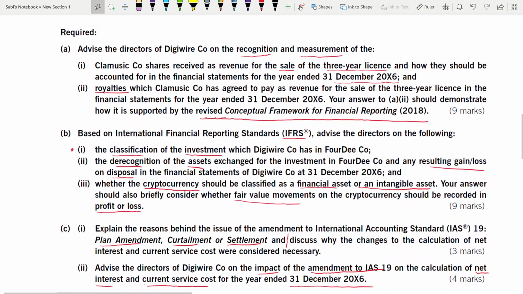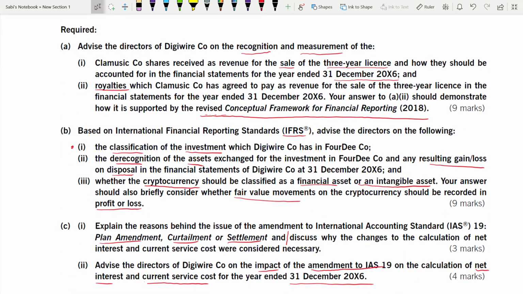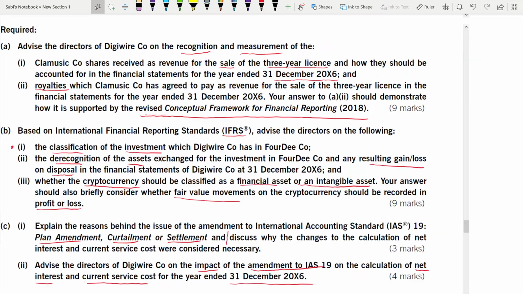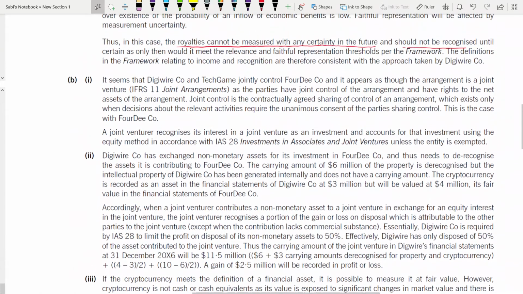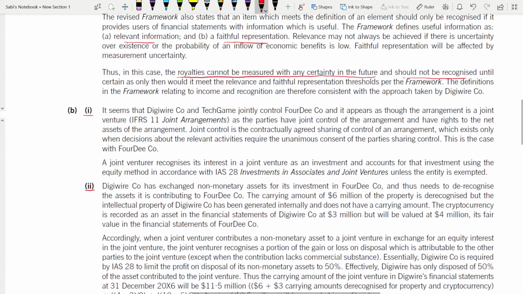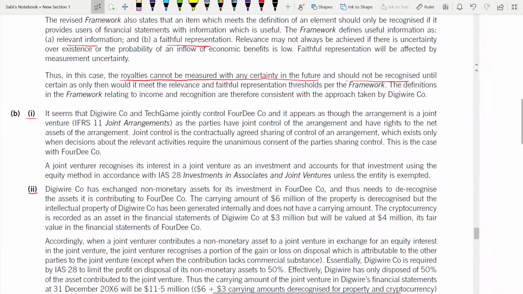So now you have to deal with, first part, classification of investment, second, derecognition of assets and also gain or loss on disposal, and third, we are talking about the cryptocurrency. One by one we'll deal with them. Okay, and number it also. When you write, number it, like this is the first one, this is the second one, this is the third one.